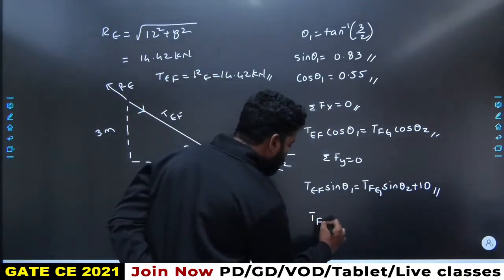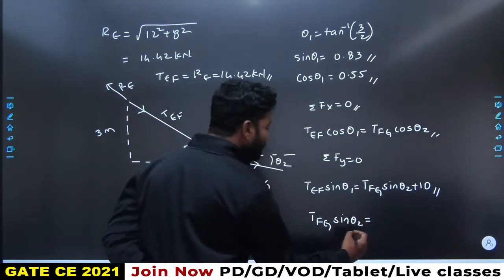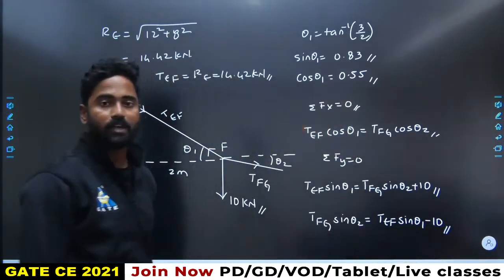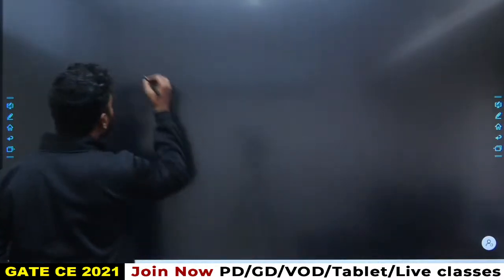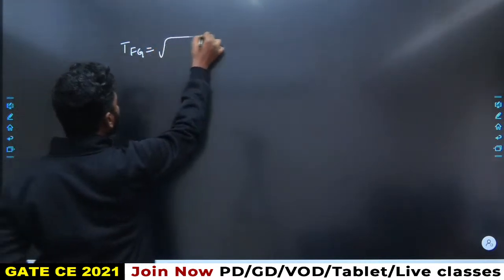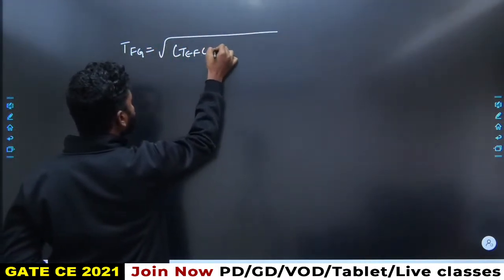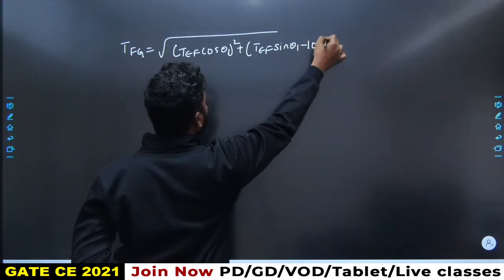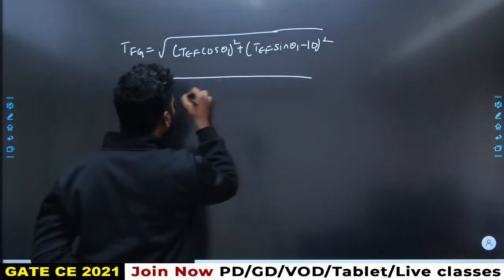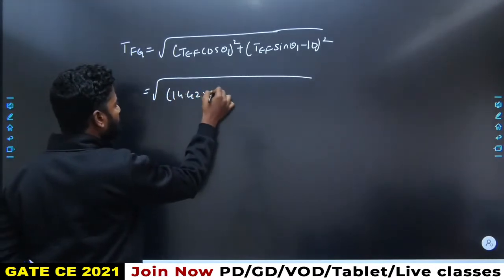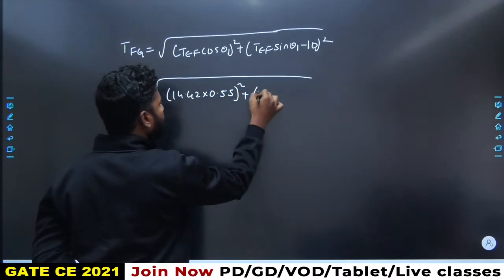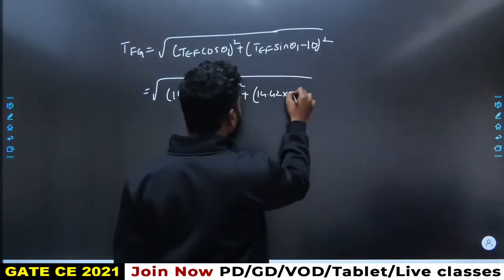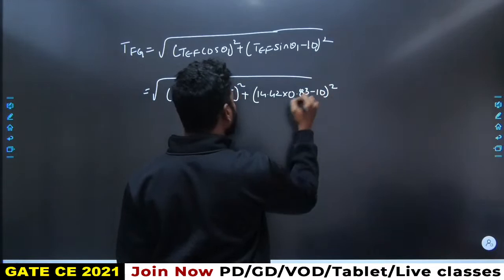So, TFG sin theta 2 can be written as TEF sin theta 1 minus 10. Finally, TFG is equal to the square root of (TEF cos theta 1) whole squared plus (TEF sin theta 1 minus 10) whole squared. That is 14.42 multiplied with cos theta 1, 0.55, whole squared plus 14.42 sin theta 1, which is 0.83, minus 10 whole squared.